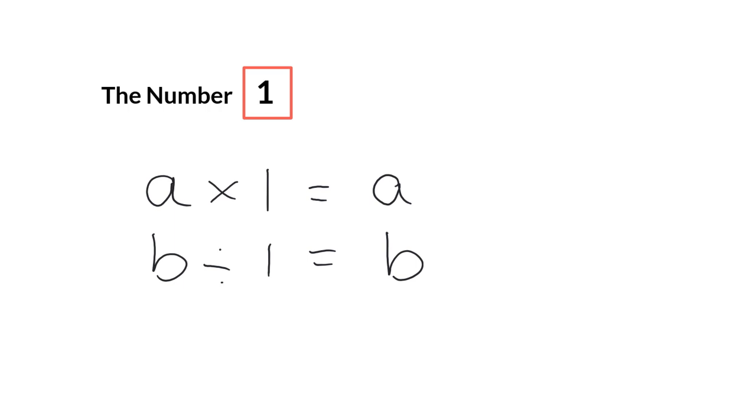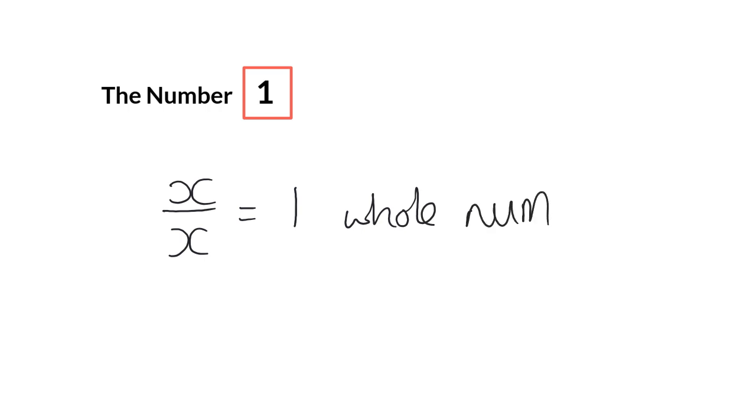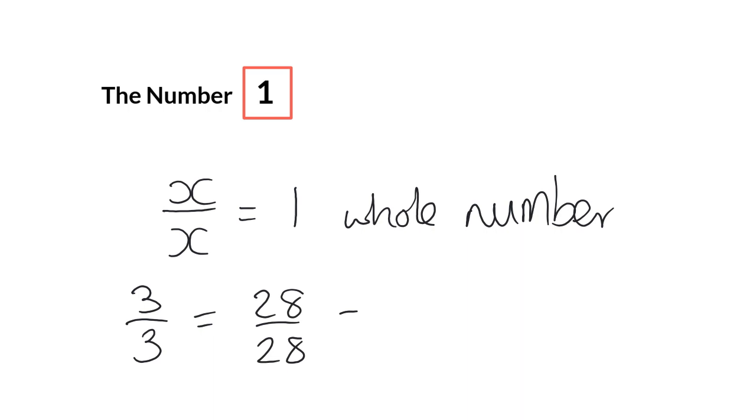The second element is what the number 1 looks like as a fraction. We know that any fraction that is the same on the top and the bottom is the same as the number 1, or one whole number. So any set of values you come up with, whether it be 3 over 3 or 28 over 28, or indeed, for the purpose of this exercise, what we've now seen is that surds behave very similar to letters. So if we were to have the square root of a over the square root of a, that would also be the same as 1.